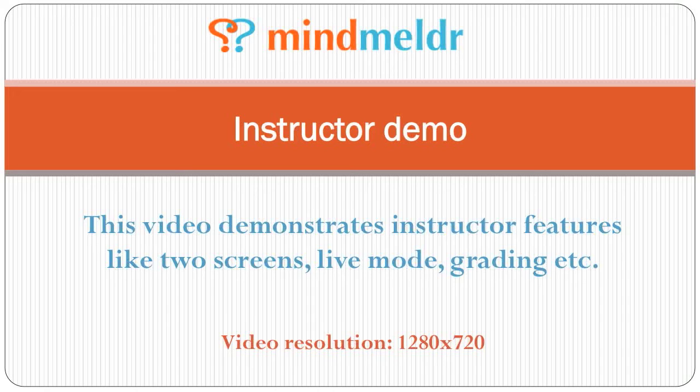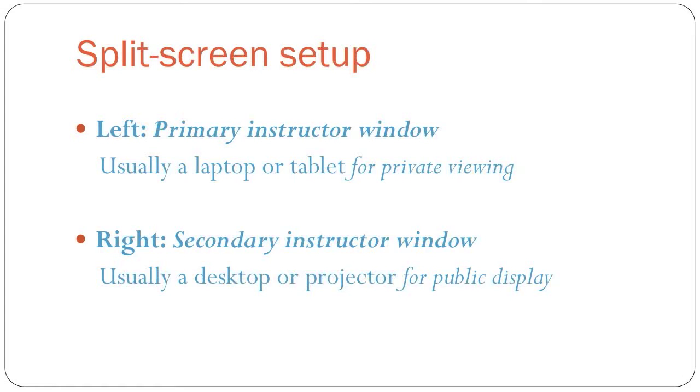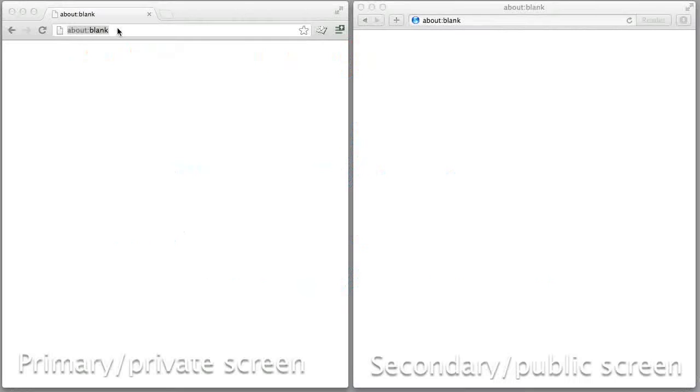This video demonstrates Mindmeldr features of interest to instructors, such as using two display screens, live response display, and grading. On the left of the split screen view, you'll see the primary window, which may be a laptop or tablet screen. On the right is the secondary window, usually on a desktop or projector, and visible to the audience.